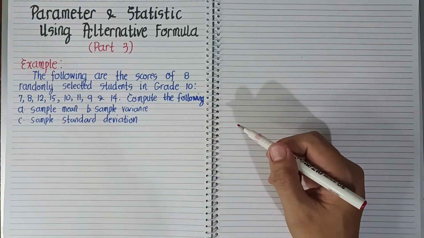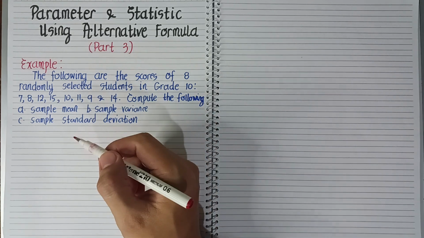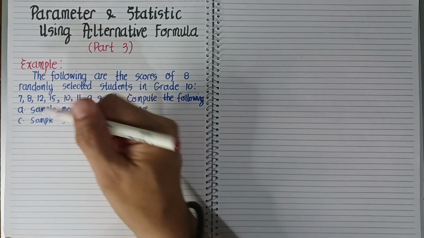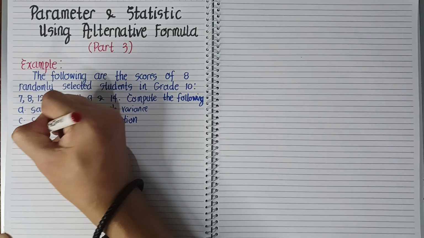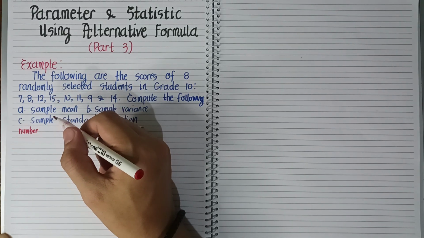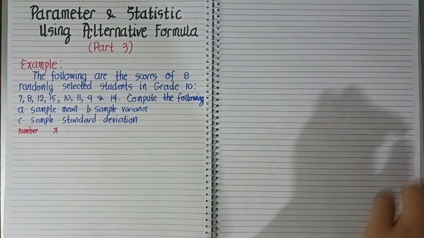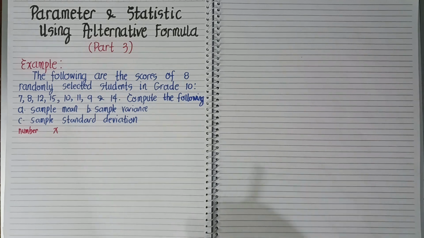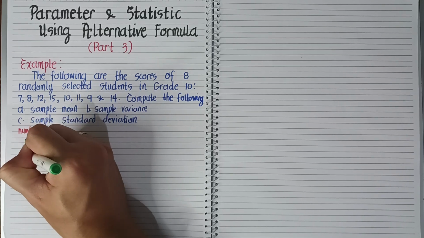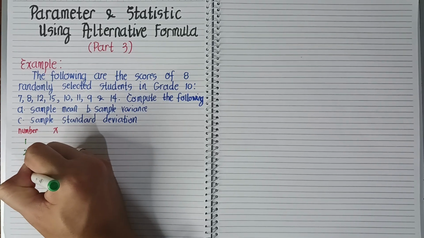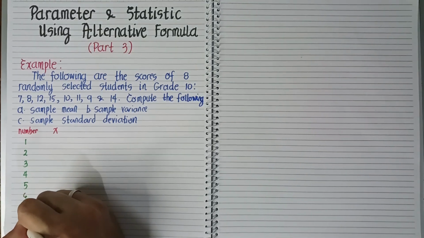Okay? So, the first thing we will do here, guys, is make a table so we won't have a hard time. In the first column, we number them. So we have number. And then for the second column, we have the given data which is X. So we have X. Now for column 1, since we have 8 randomly selected, we have 1 to 8. So 1, 2, 3, 4, 5, 6, 7, 8.